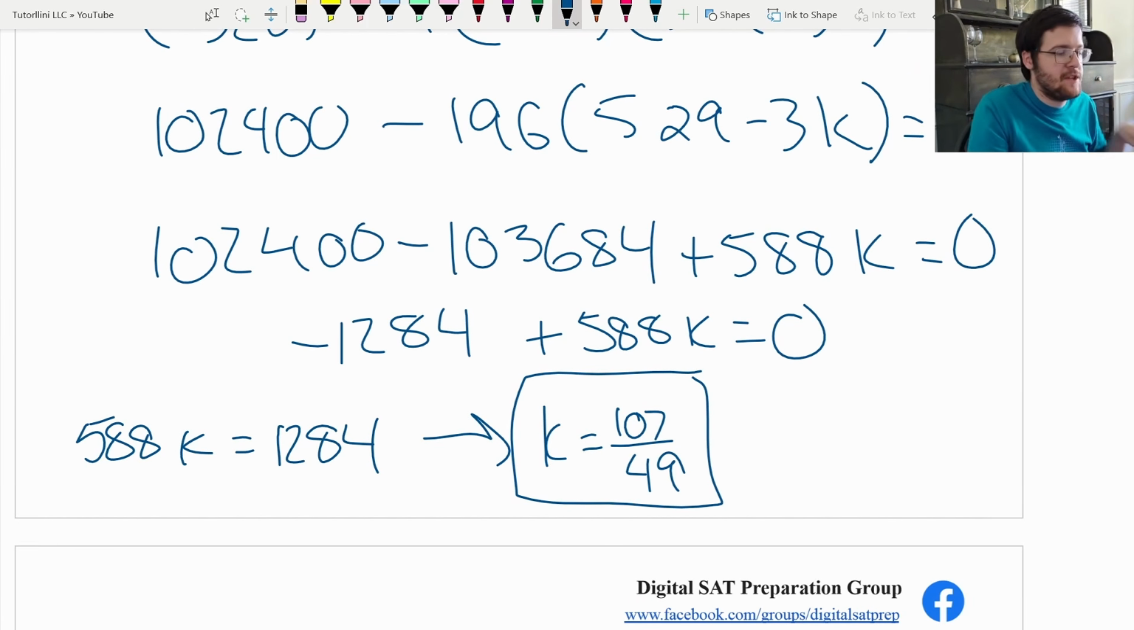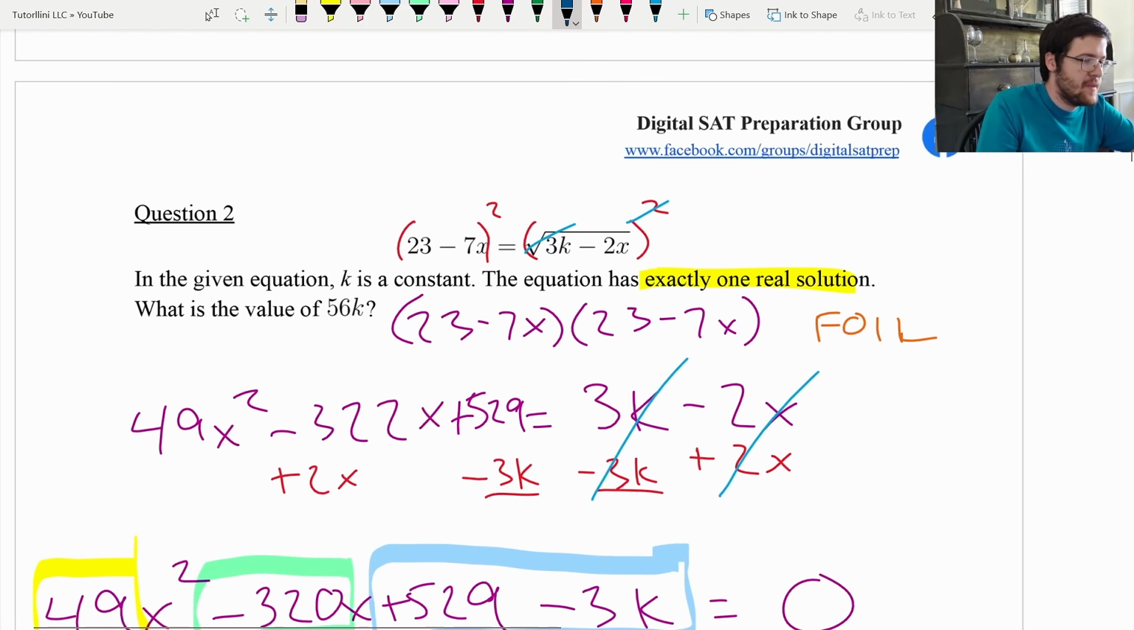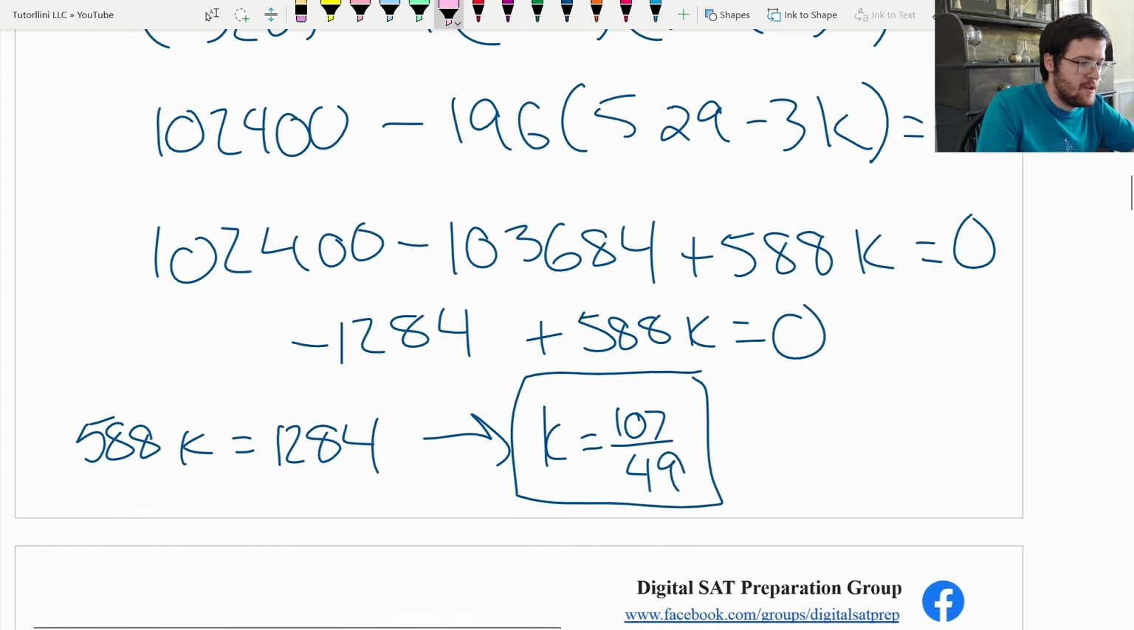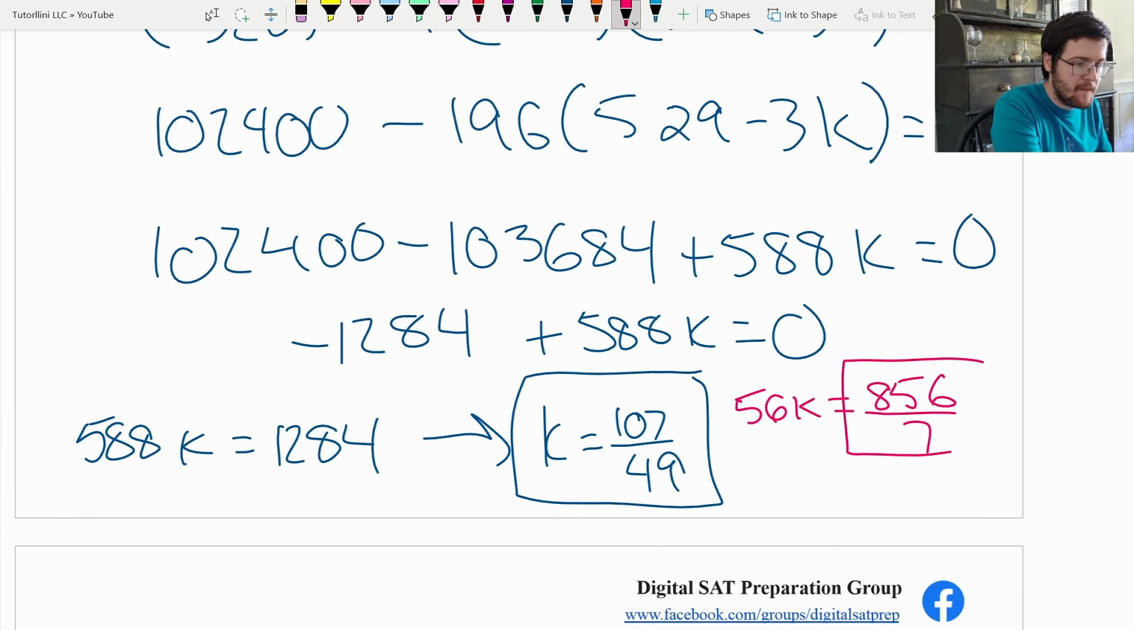So that would not fit in the Blue Book app. However, you'll notice if you look at the question, it says that we want to find the value of 56k. So we're going to do that right now. So 56k is equal to that times 56, which is telling me 856 over 7. And that is the answer.